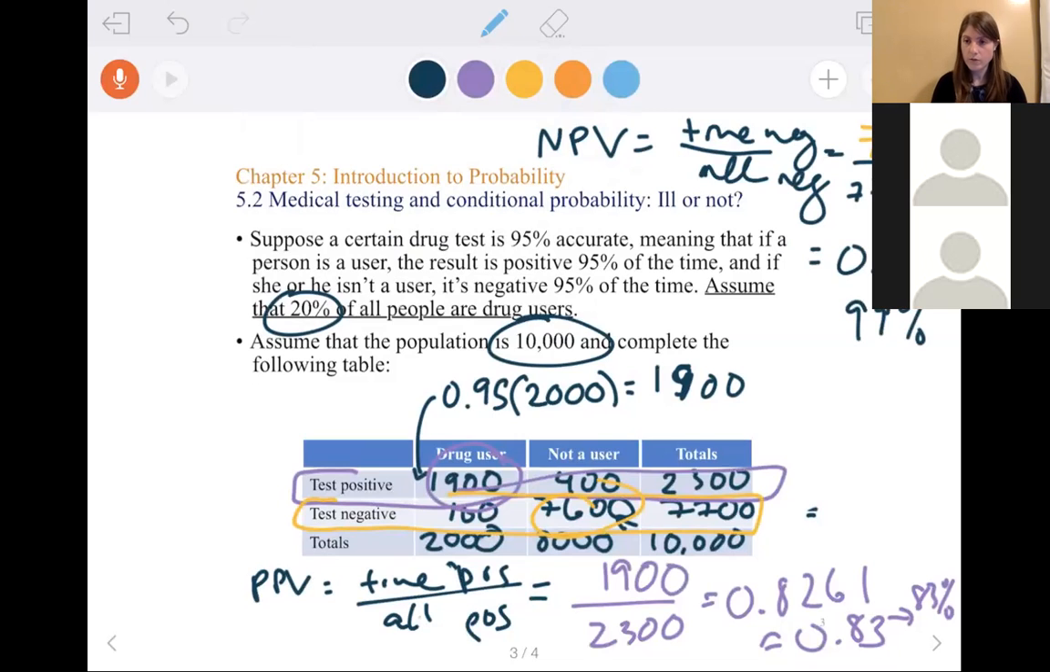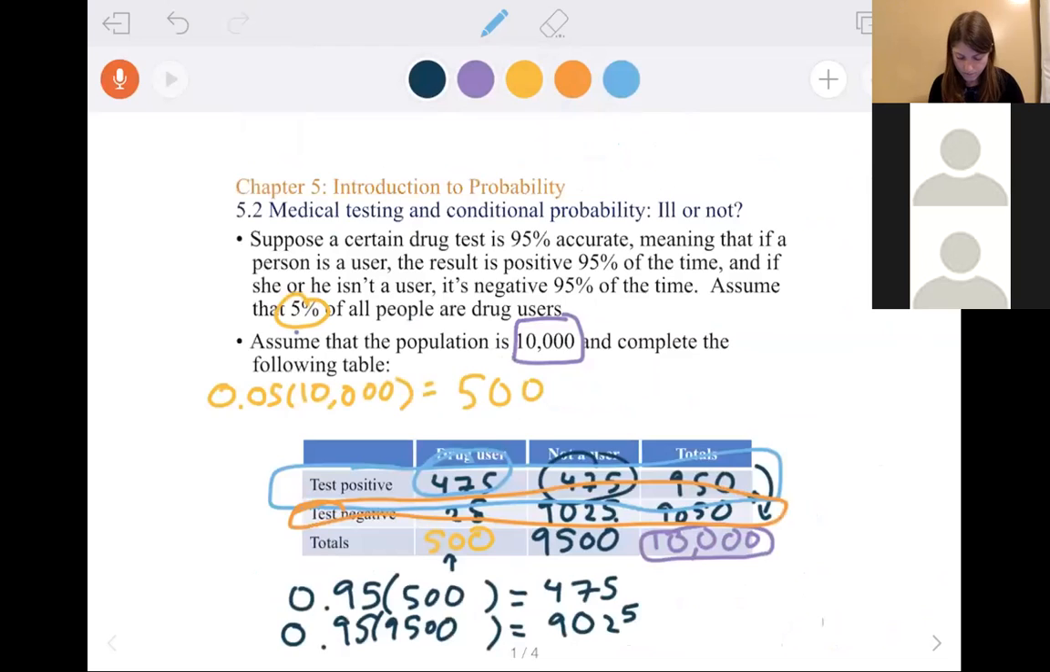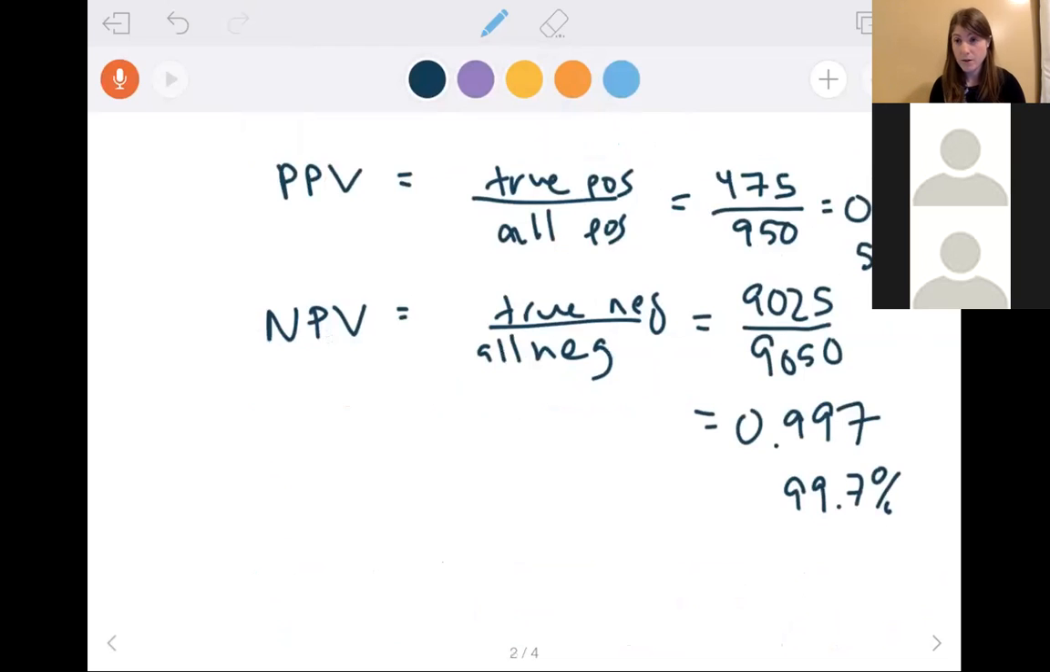So notice how different our values can be. Notice in our previous one, our NPV was still pretty high, but our PPV wasn't. When you have a higher prevalence, your PPV tends to go up. So this is actually one of the reasons why people are pre-screened.